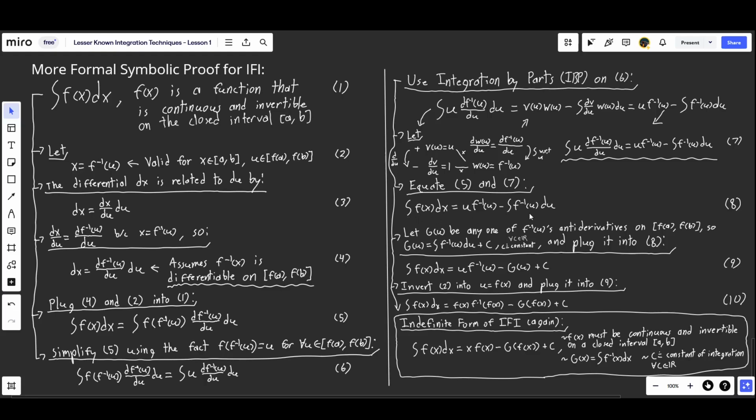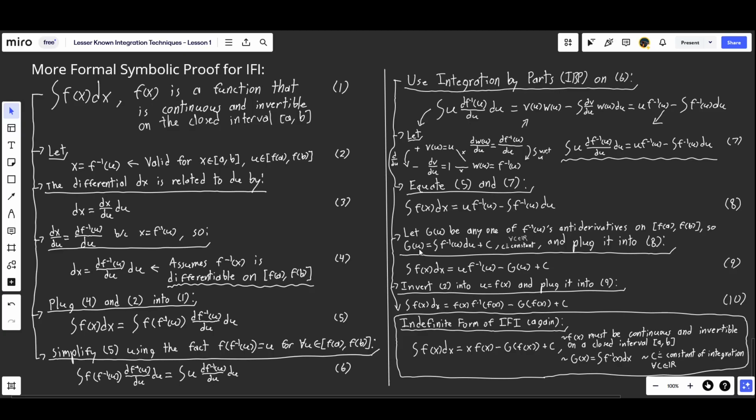And we should remember that the indefinite integral of the inverse of f of u with respect to u is valid to say, because we know that if f of x is continuous and invertible on a closed interval a to b, we've shown that it will have a continuous inverse on f of a to f of b, and therefore have antiderivatives on that interval as well.